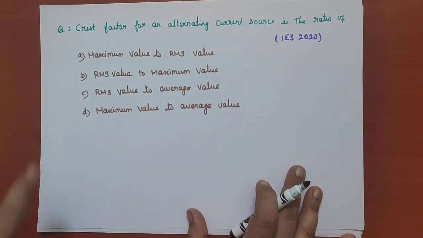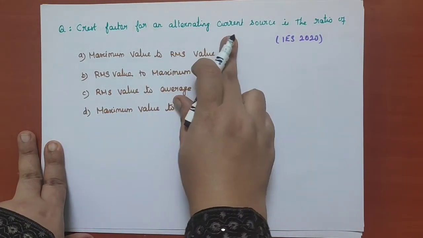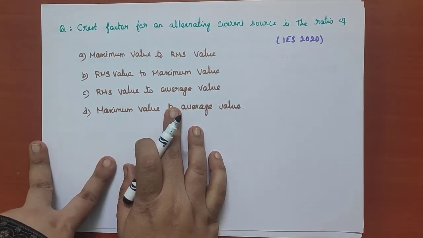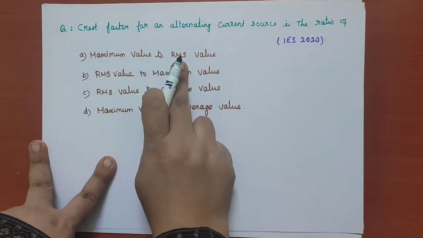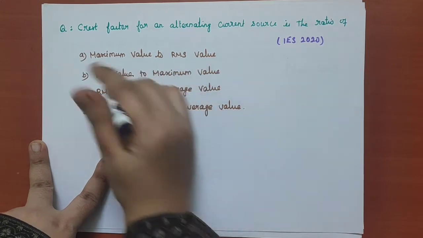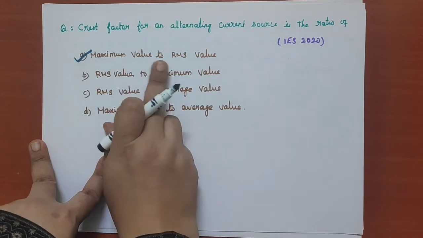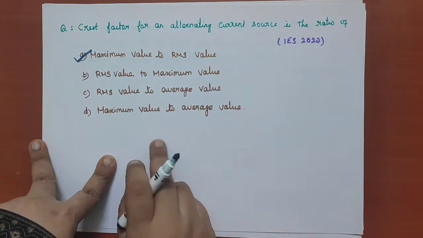Okay, this is a theory question. The crest factor for an alternating current source is the ratio of... So what is the crest factor? It is the ratio of maximum value to the RMS value. Okay, this is the answer. The crest factor is the ratio of maximum value to the RMS value.